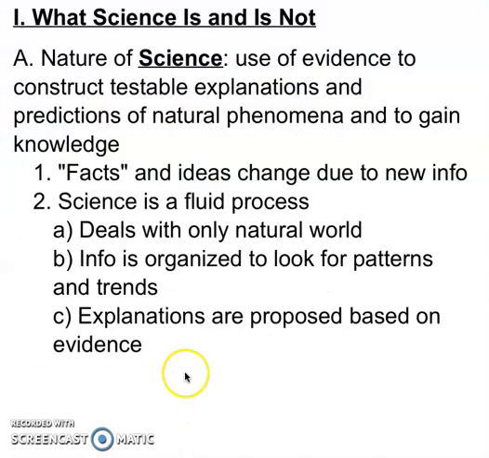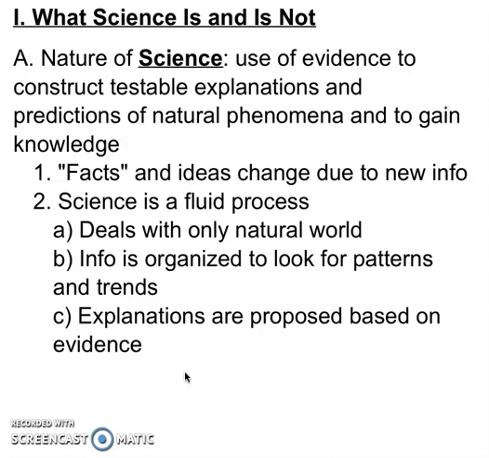is. So science is basically the use of evidence to construct testable explanations and predictions of natural phenomena and to gain knowledge. So it's basically studying the world around you. You're using evidence to explain the natural phenomena that you're seeing. Facts and ideas can change due to new information that can arise, and this is true. I'll give you some examples when we get to the cell theory. Science is a very fluid process.